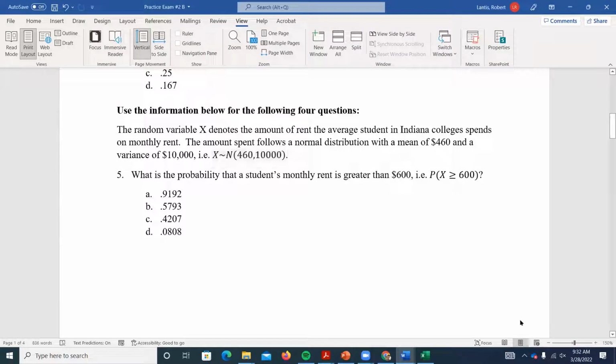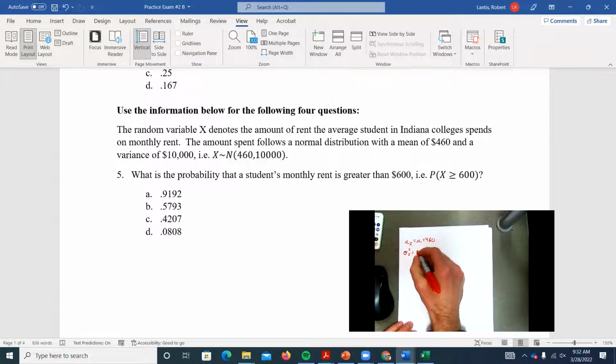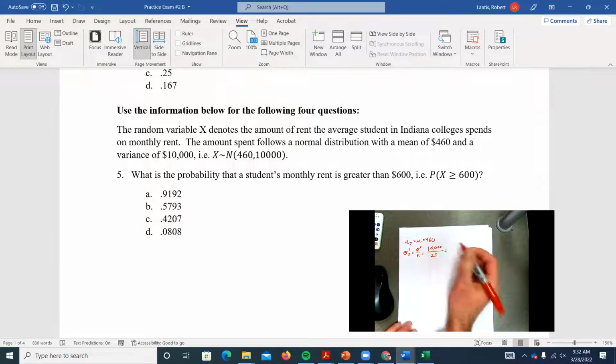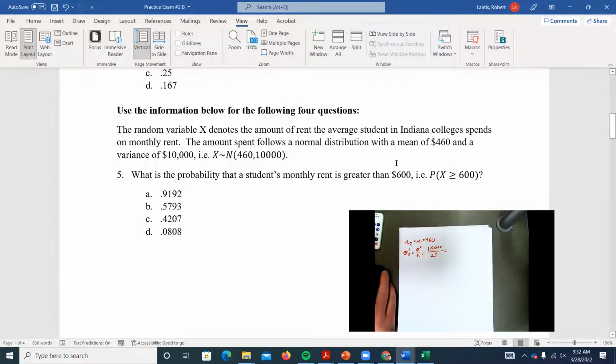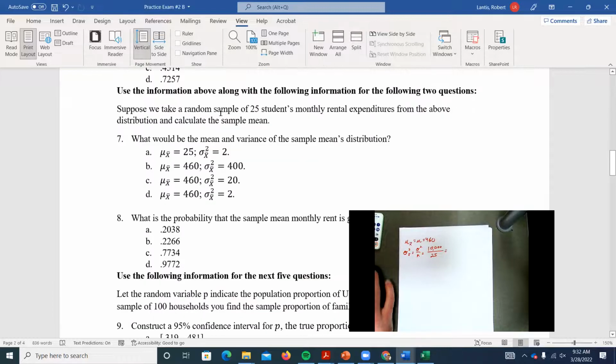I'm going to write this down so I make sure that you can see this. My original variance was 10,000. My sample size is 25, right? So 10,000 over 25 should be 400. Okay. So there our answer will be what?